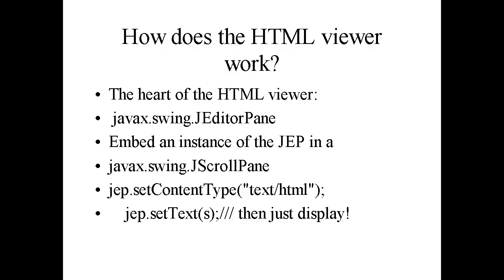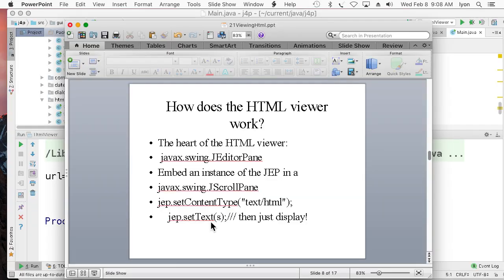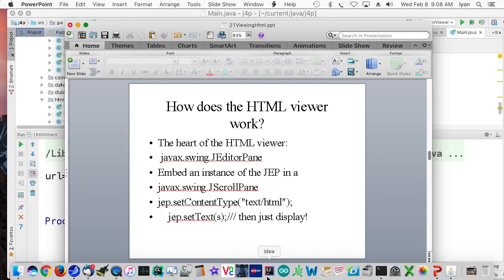And what you want to do when you are going to set the content is you want to set the content type using the MIME type. And there's the MIME type, text/html. Once you've set the content type, just set the text, then do a display, and bang, you're done. Let's quickly switch to an example and see if we can get a demo to run.